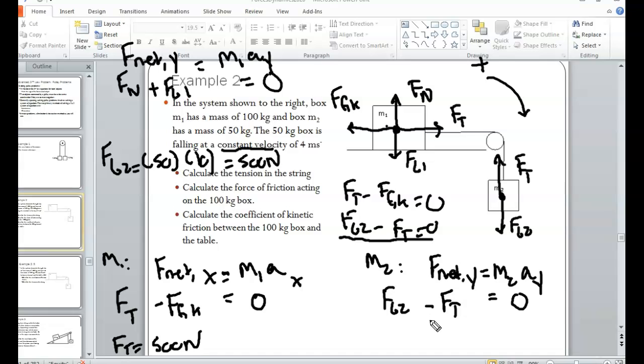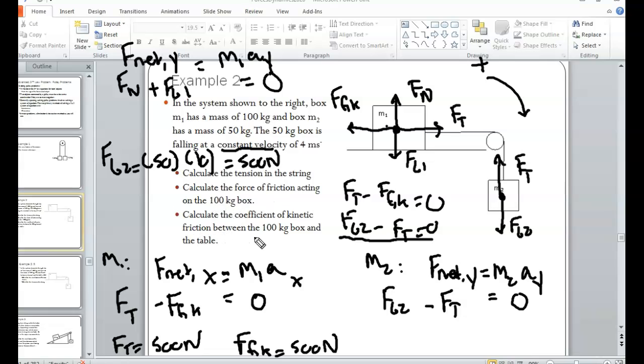Okay, so the tension is 500 newtons. Ta-da! But guess what? That means FFK is also 500 newtons, right? Because Ft is also equal in magnitude to FFK because of this equation right here. So FFK is also 500 newtons. Even though this is a Pulley problem, I've tried to make it a pretty easy one because it's this example 2. FFK is 500 newtons. Now I'm asked to find the force of friction. Okay, I just did that, 500 newtons.